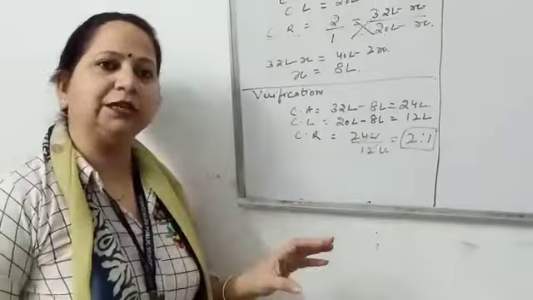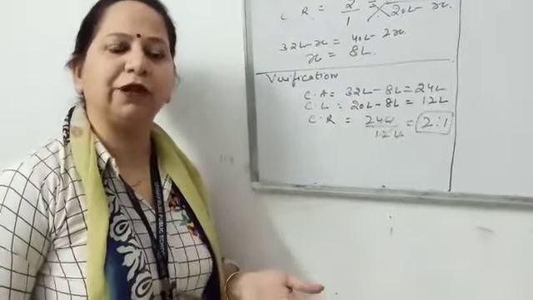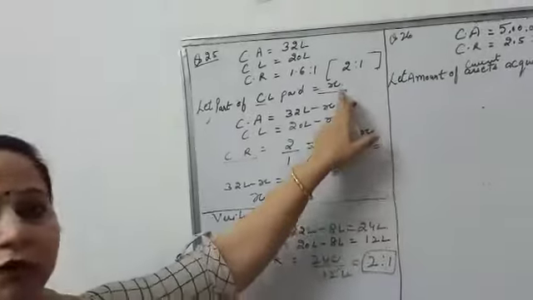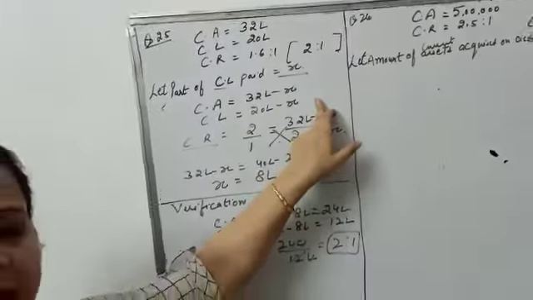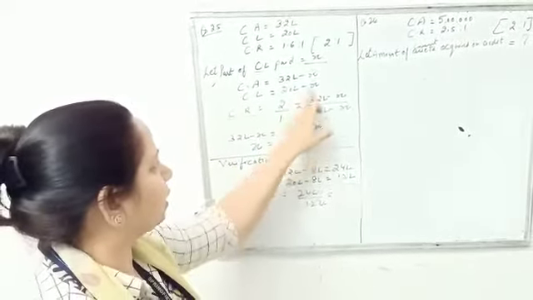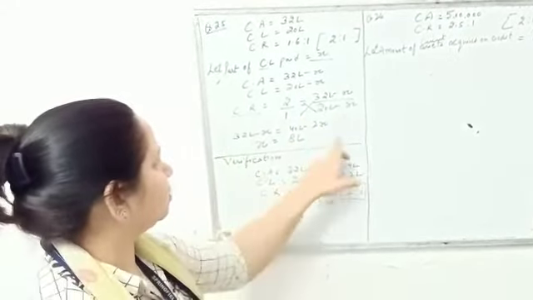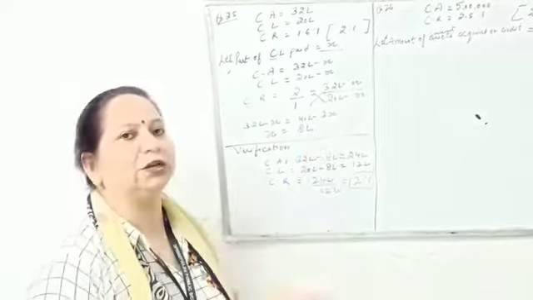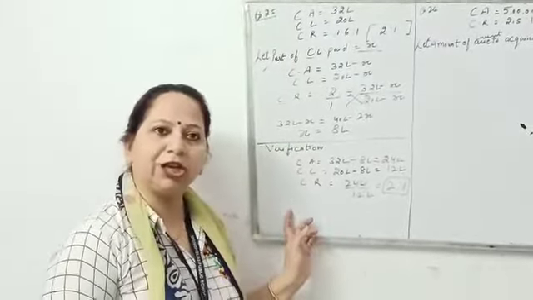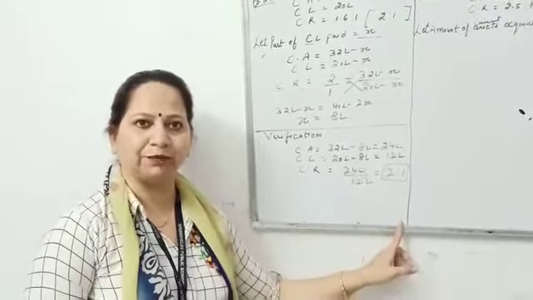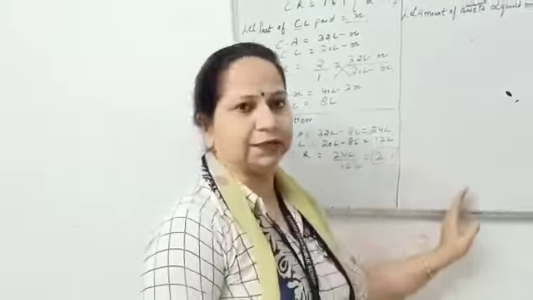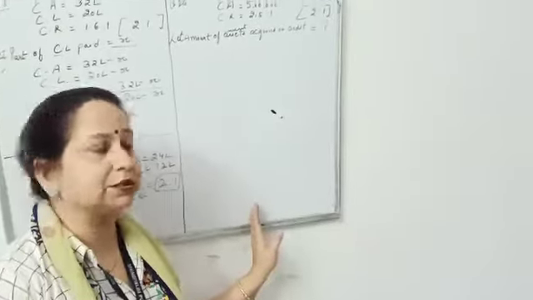We have just assumed the amount of liabilities to be paid as X. Then, by putting in the effect on current assets and liabilities, both will be decreased. By putting the values in our equation and cross multiplying, we found the value of liabilities paid as 8 lakh, and then on actual verification, our answer is 2:1. Same thing in question number 26 we are going to discuss.